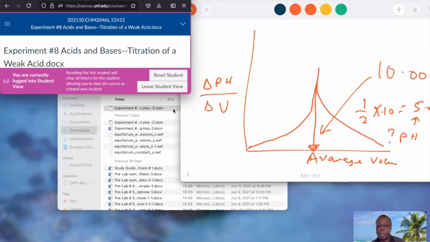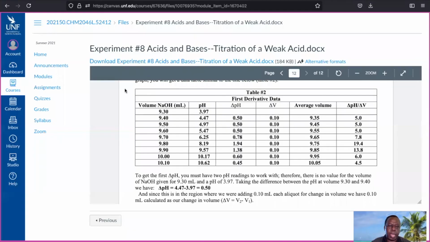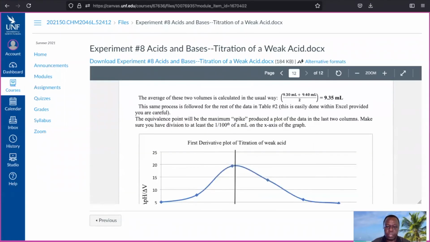The pH at 5 ml will be your pKa. So in other words, you will use the first derivative graph to find the equivalent point. And from here, of course, once you know the pH, you can find the Ka, and your job is to identify which acid is in it.